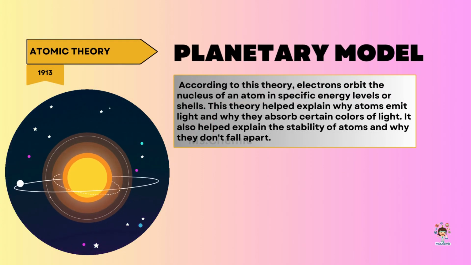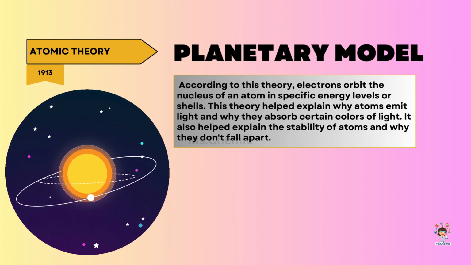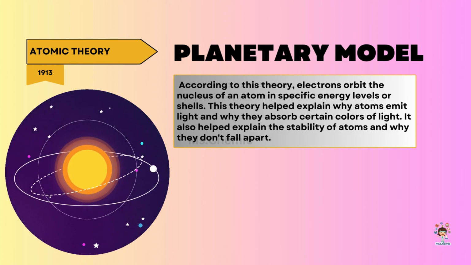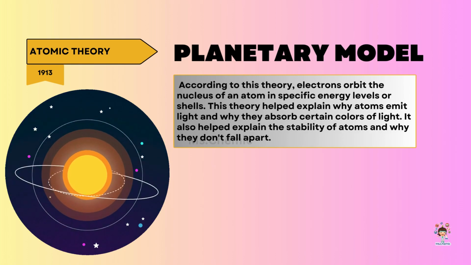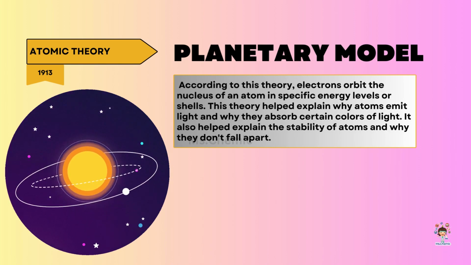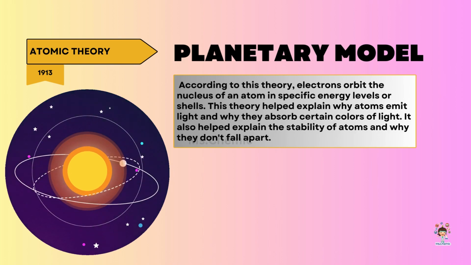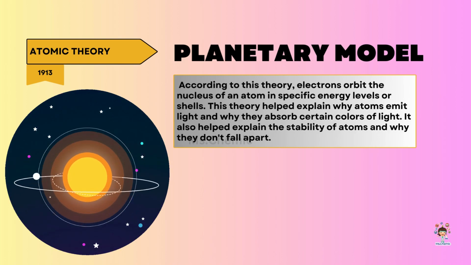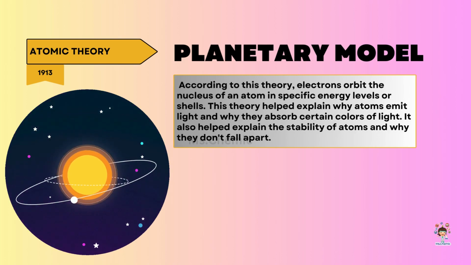Planetary model. According to this theory, electrons orbit the nucleus of an atom in specific energy levels or shells. This theory helped explain why atoms emit light and why they absorb certain colors of light. It also helped explain the stability of atoms and why they don't fall apart.